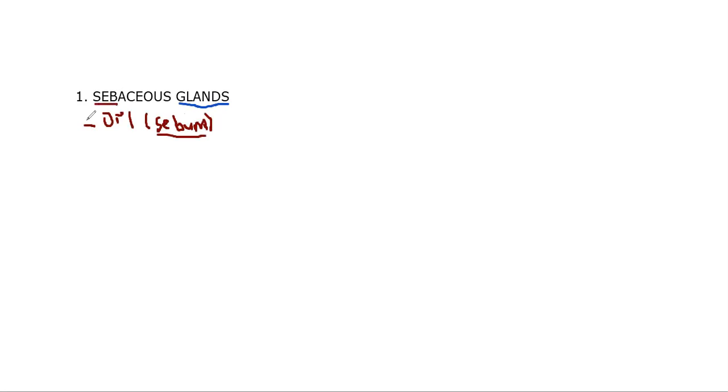Sebaceous, sebum. Sebaceous, sebum, right? Simple. So sebaceous glands do what? Secrete oil. And for your sebaceous gland to secrete this oil, it has to burst. The whole cell has to burst. So what type of secretion is this? Is it holocrine, apocrine, or merocrine? If the whole gland has to burst, holocrine.